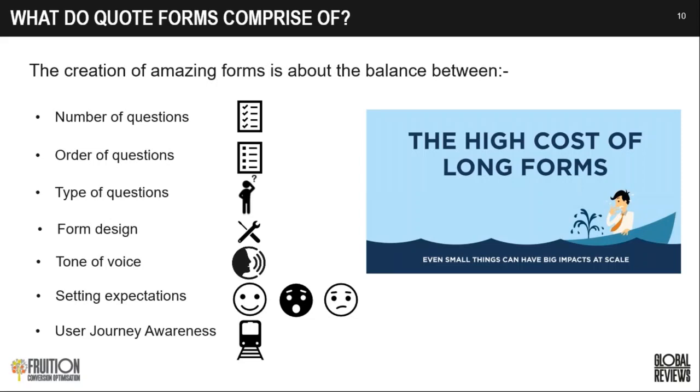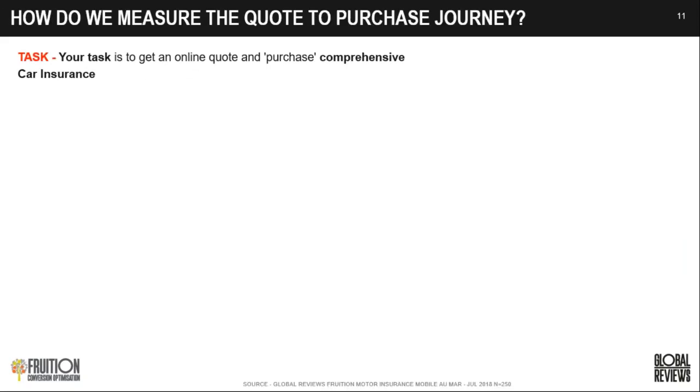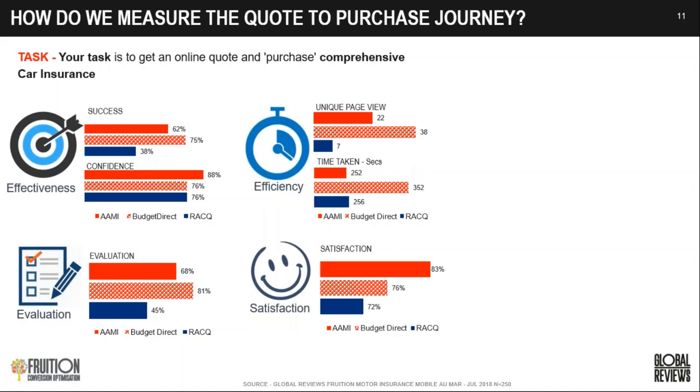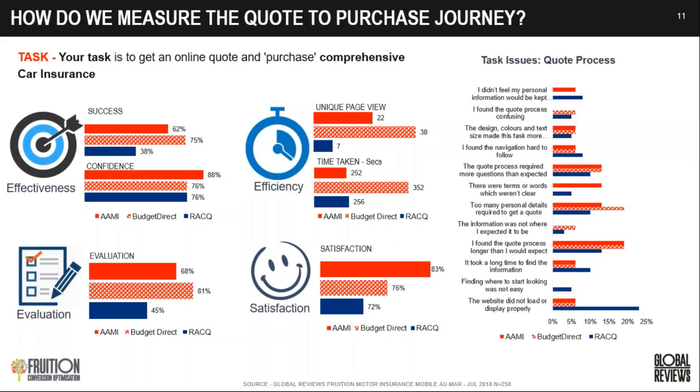Now, before we deep dive into some insights, here is an understanding of how we really measure the quote to purchase journey in our studies. Our studies involve task-based scenarios. One of the tasks that we give to the users is to get an online quote and purchase comprehensive car insurance. This task is measured using 4 different criteria: effectiveness, efficiency, evaluation, and satisfaction. And also, once they have completed the quote, we ask them what kind of problems they may have experienced in the quote completion process.